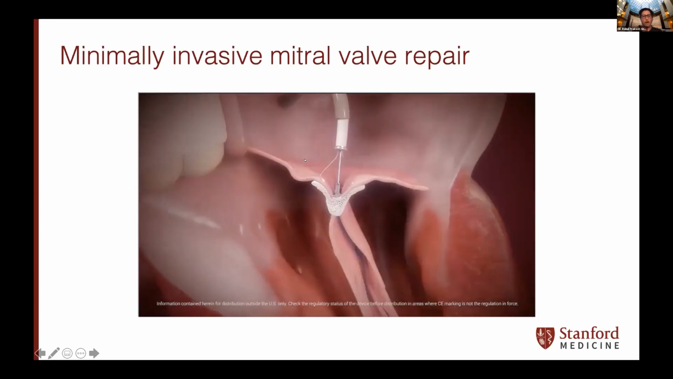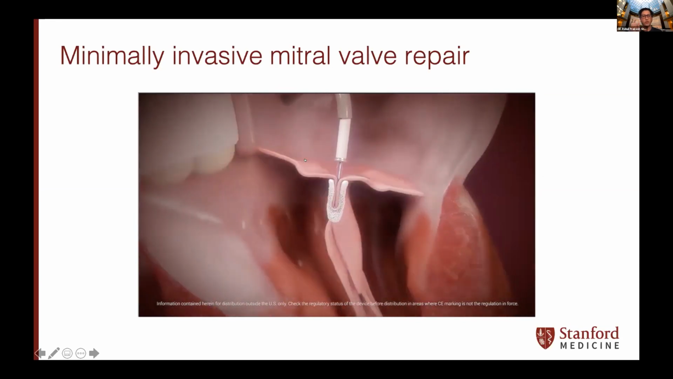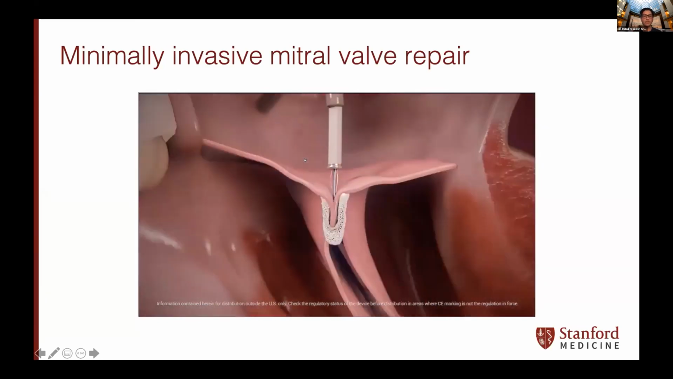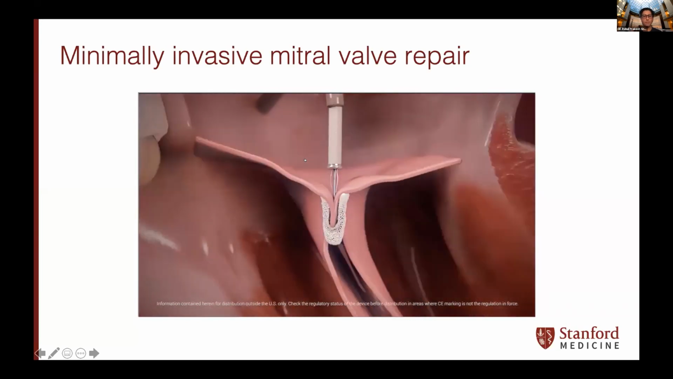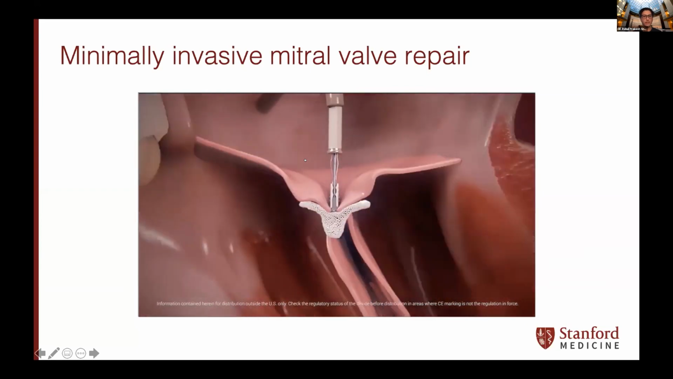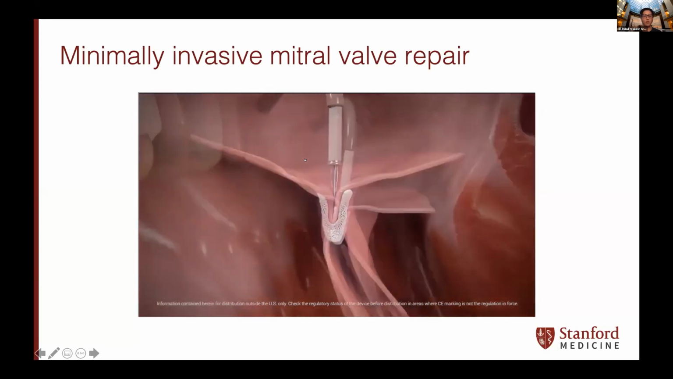We then try and grab those leaflets and bring them together. And what we're trying to do is reduce that leak by bringing the leaflets together. And we're basically emulating what the surgeons do, except in a minimally invasive, non-open heart procedure. And you can see there, we place the clip in a place where we try and reduce the leak. If we don't like it, we can release it and try again. And we do that as many times as needed to make sure we have a perfect result.